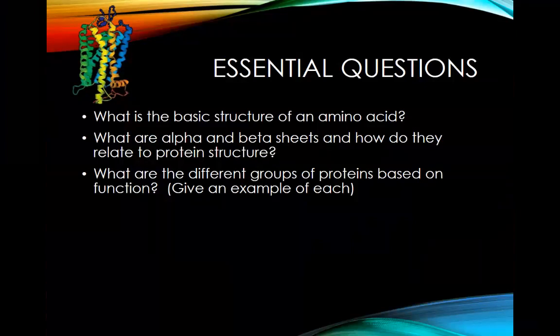So what are our essential questions for today? Number one, what is the basic structure of an amino acid? This is going to be our monomer as we start looking at proteins. Then we have to think about how we take those and turn them into something we can use as a protein, and that means knowing the structure of the protein itself. So, question two, what are the alpha and beta sheets and how do they relate to protein structure? I have a demonstration I typically do in class, but we don't have the materials here at home, so I'll try and demonstrate in another way.